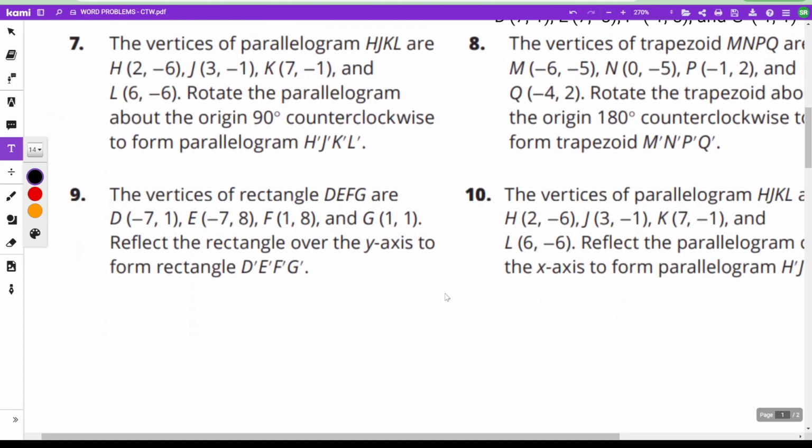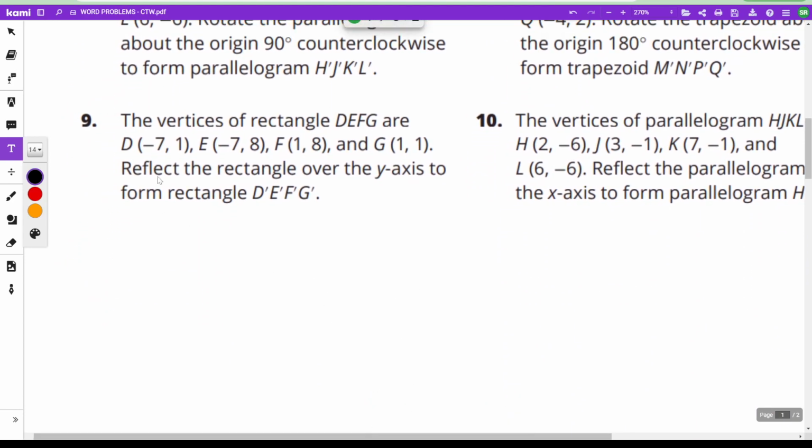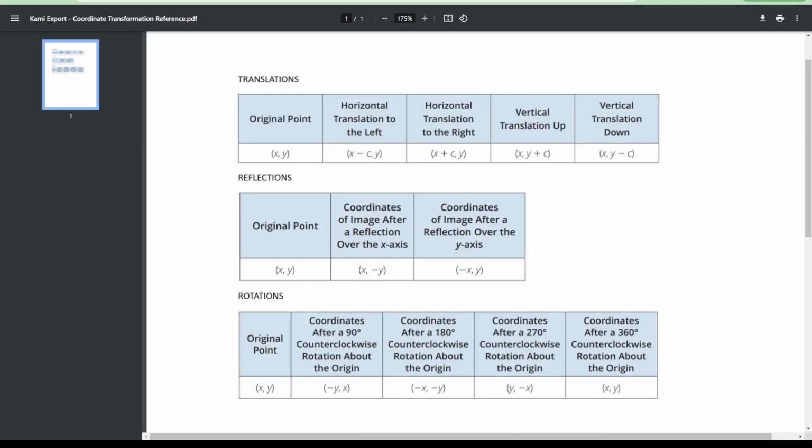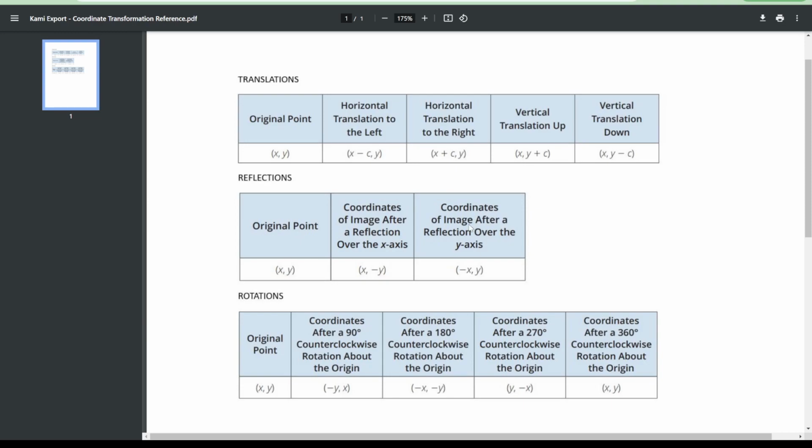So 7 and 8 are also rotations, so I'll let y'all do that. Number 9 is a bit different. We have a reflection. Let's go see what our reference sheet says about reflections. Here it says it wants to reflect over the y-axis.